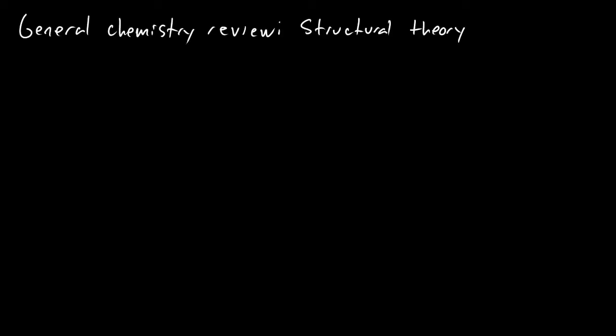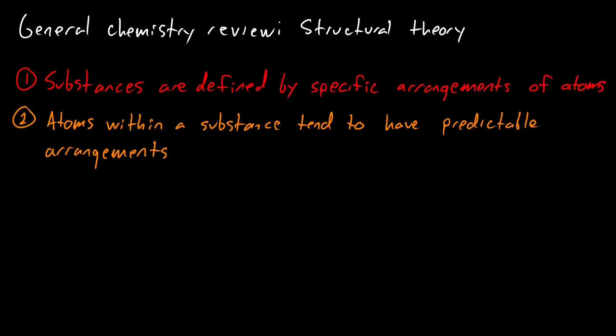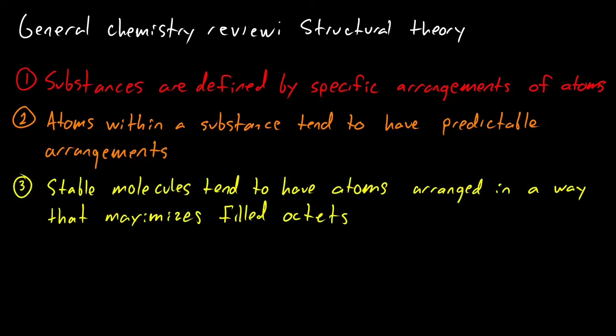The idea of a Lewis structure comes from structural theory. Structural theory is a framework within chemistry that states that a chemical substance is defined by a specific arrangement of atoms within that substance. Furthermore, these atoms tend to have predictable arrangements, and stable molecules tend to have atoms arranged in a way that maximizes filled octets. You've learned about this in general chemistry as an example of the octet rule.